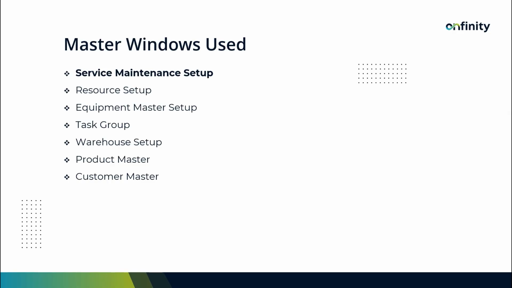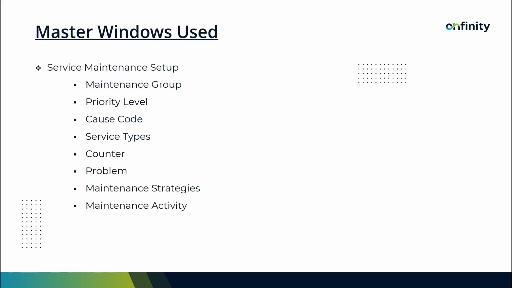First one is field service and maintenance setup, then there is source setup, equipment master setup, task group, warehouse setup, product master, and customer master. In this video, we will cover the first one, service maintenance setup. In this setup, various masters are included on one screen. For example, the maintenance group, priority level, cost code, service types, counter, problem, maintenance strategies, and maintenance activities.